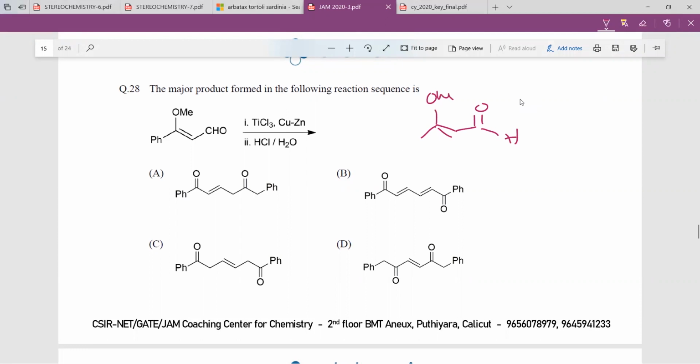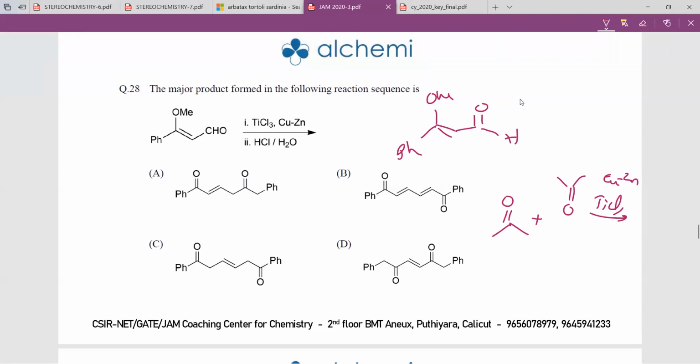This is the molecule. McMurry coupling means if you have a molecule like this, a ketone, it will react with another molecule of ketone in presence of TiCl3 and Zn. This is known as McMurry coupling. So these oxygens will be eliminated, and these two carbons will form a new bond, a double bond. This type of reaction is known as McMurry coupling.